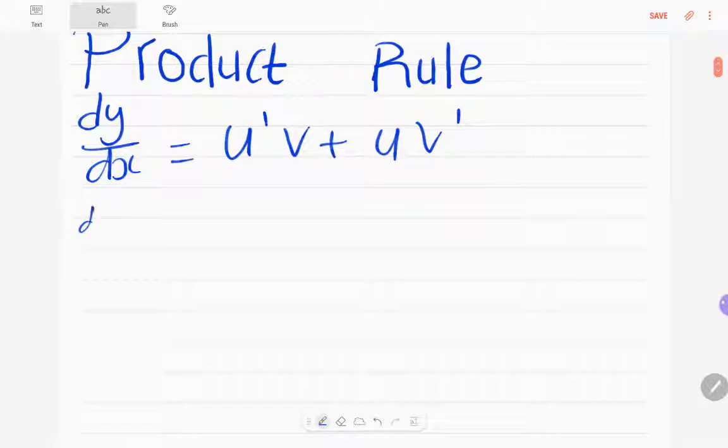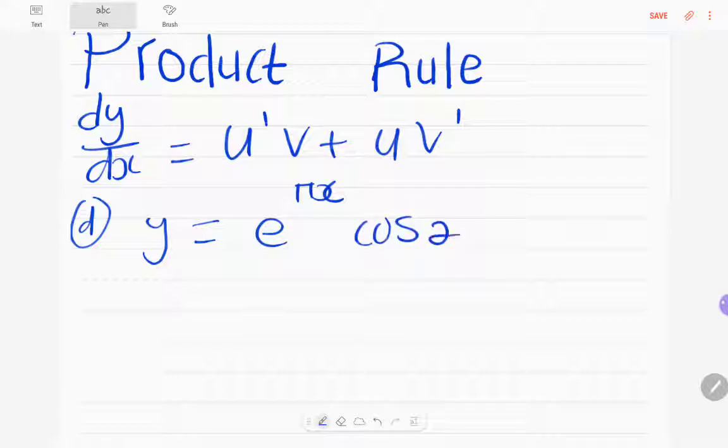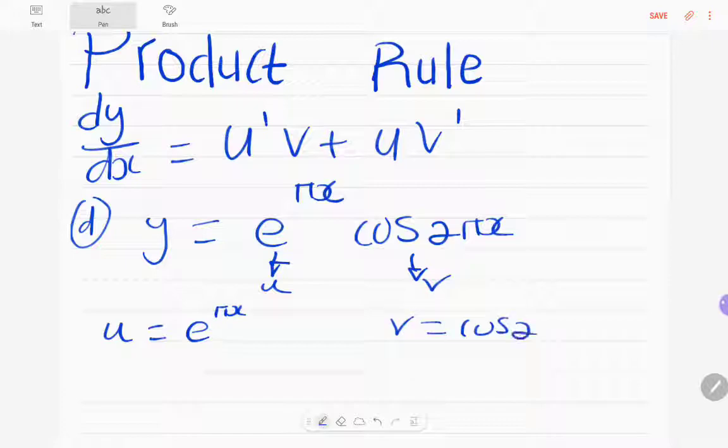Example D. y is equal to e to the power pi x into cos 2 pi x. Now, this is our u, this is our v. u is equal to e to the power pi x, v is equal to cos 2 pi x.